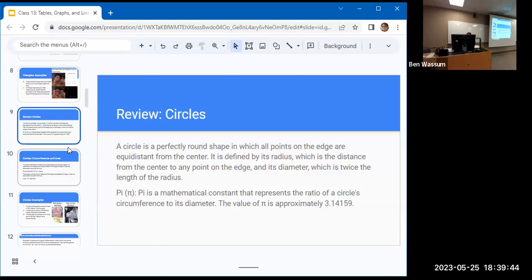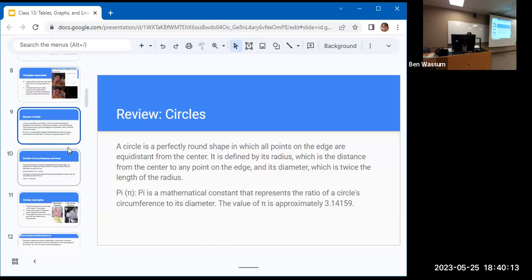And the diameter is actually a measure of the longest length through a circle, which would have to go through the center. And because of that, the diameter is just twice the radius. So if you have the diameter and you need the radius, you could chop it in half. If you have the radius and you need the diameter, you can just double it.